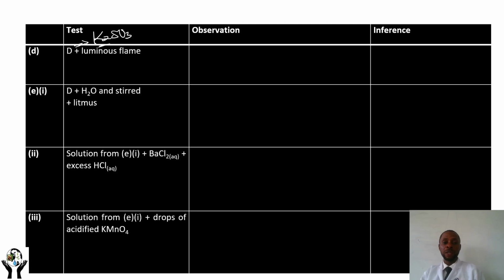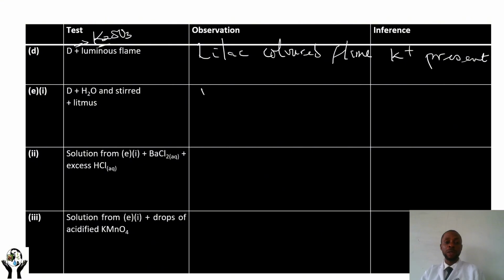So what you're going to observe in this case is a lilac colored flame. That lilac color of the flame is a test for potassium ion. So potassium ion is present. For the sample D again, you add some water, then you stir. When you add water to sample D, being a potassium salt, it is going to be soluble in water. So it dissolves completely. The inference for that is that D is a soluble salt.